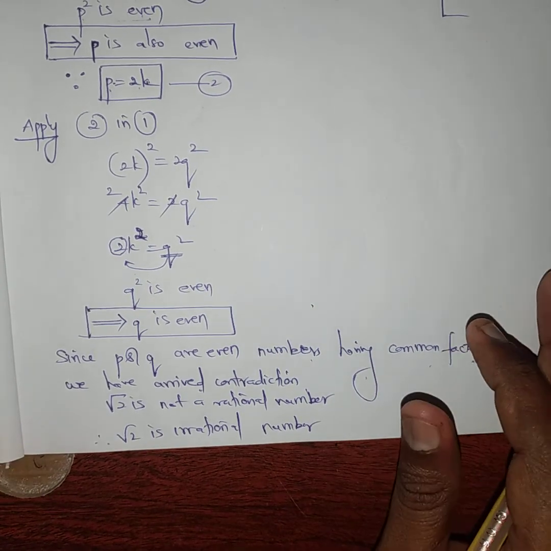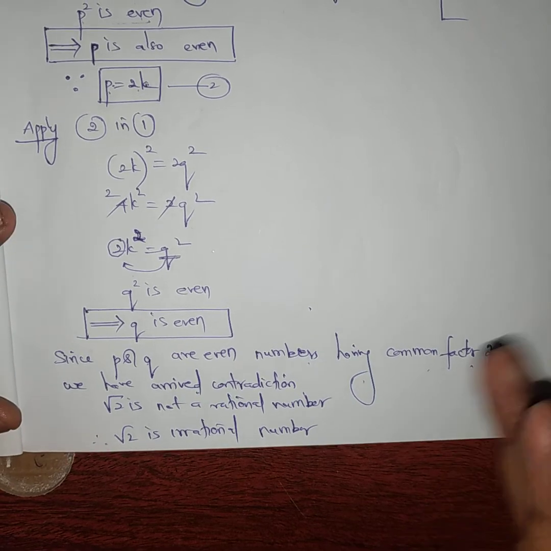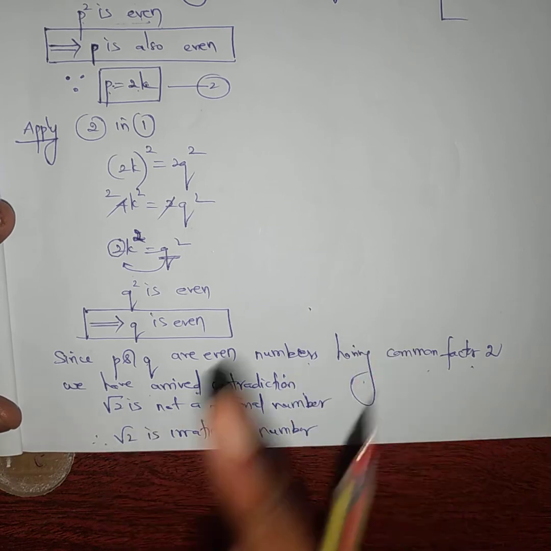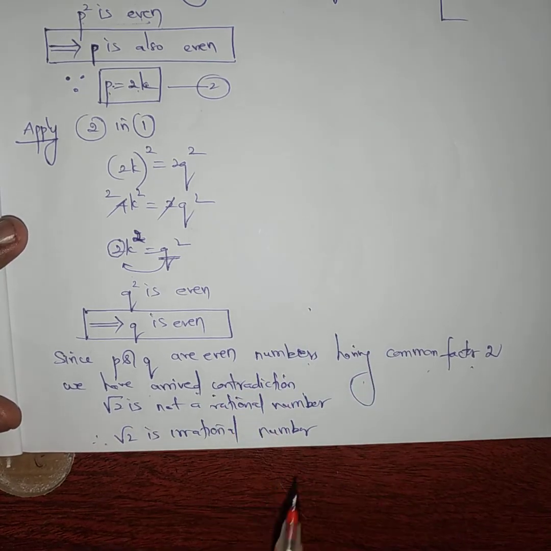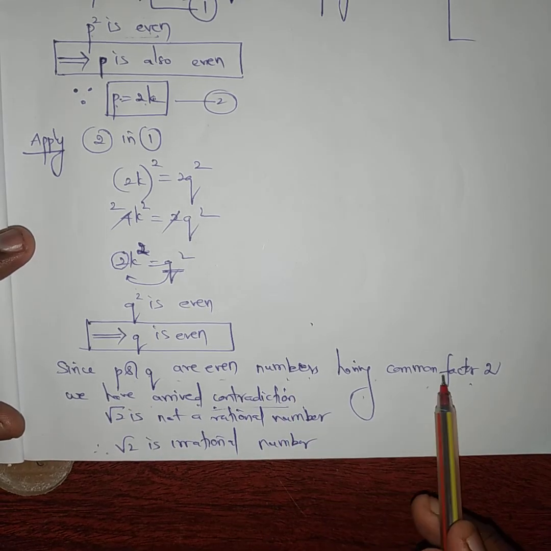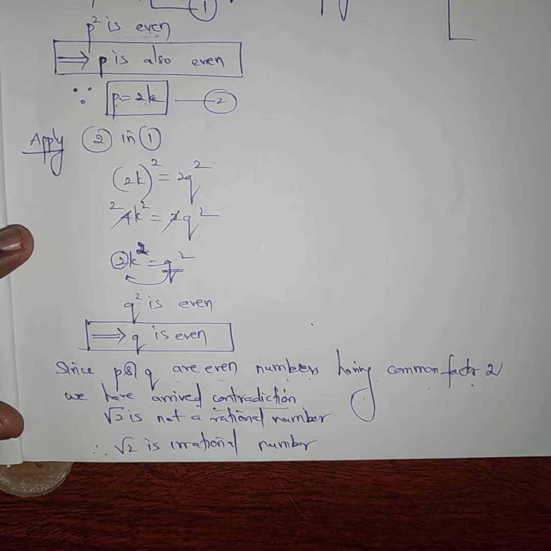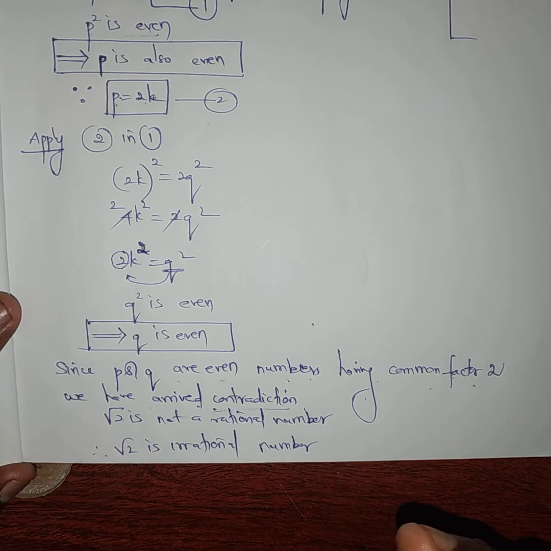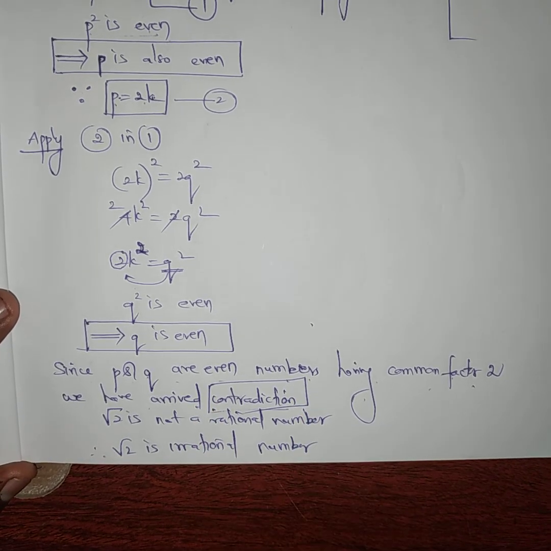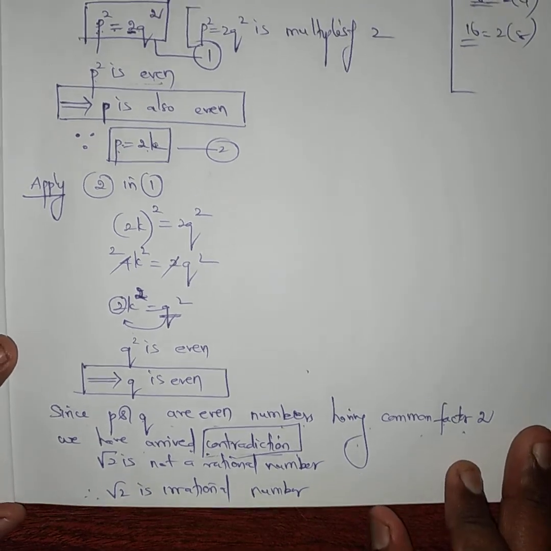This is the concept we needed to prove. A contradiction means what we assumed is wrong. Since p and q are even numbers having common factor 2, we have arrived at a contradiction. In Tamil, it is called muranpadu. Contradiction, muranpadu. Okay, so this is the sum. That's all.